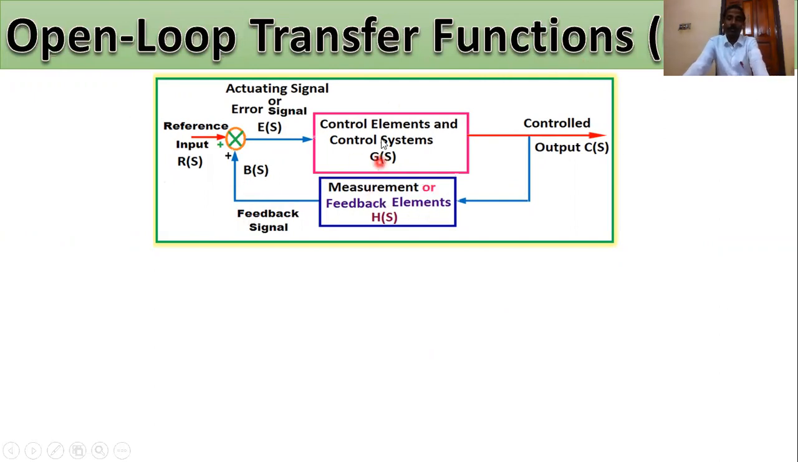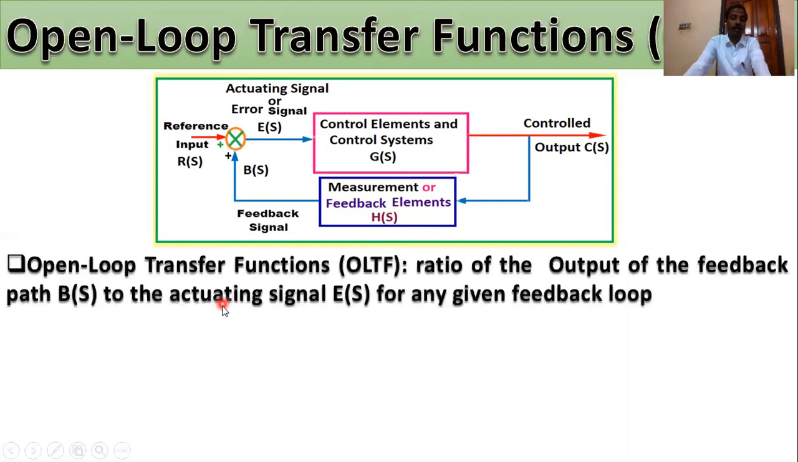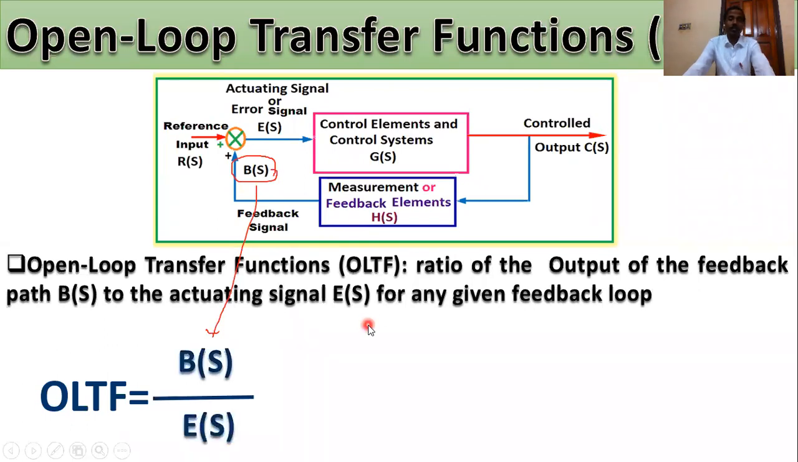Open loop transfer function means the product of the forward path gain G of S and the feedback path gain H of S. It's called the open loop transfer function. So the open loop transfer function is the ratio of the output of the feedback path B of S to the actuating signal E of S for any given feedback loop. In this case, the open loop transfer function equals the primary feedback gain B of S, or feedback signal B of S, divided by E of S, the actuating signal or error signal.